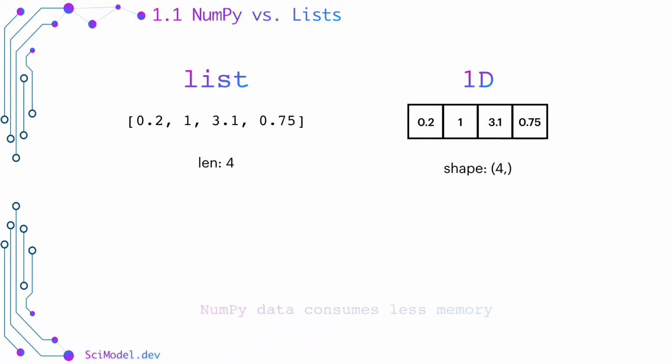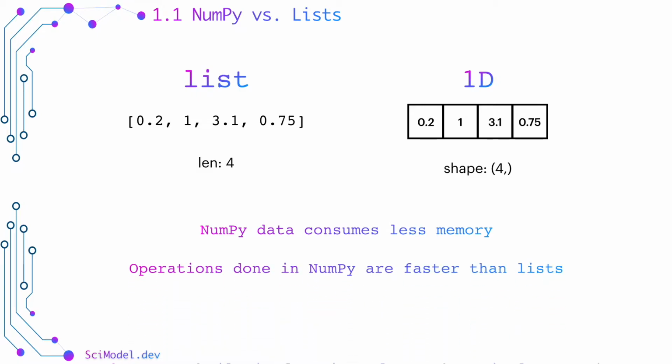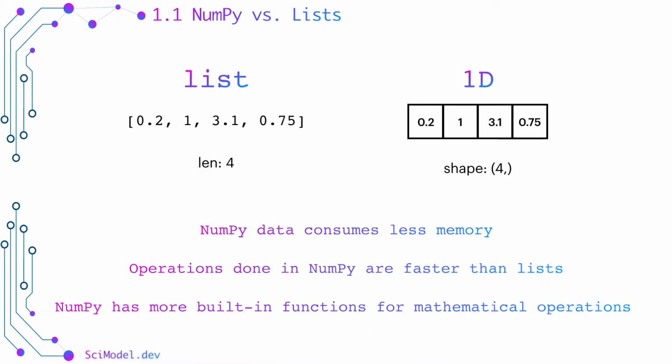Now, why don't we just represent each array in Python as a list sequence? There are many benefits of using NumPy arrays over Python lists to store data. NumPy data consumes less memory. Also, operations done in NumPy are way faster as compared to lists. Furthermore, NumPy has more built-in functions for mathematical operations as compared to list methods.